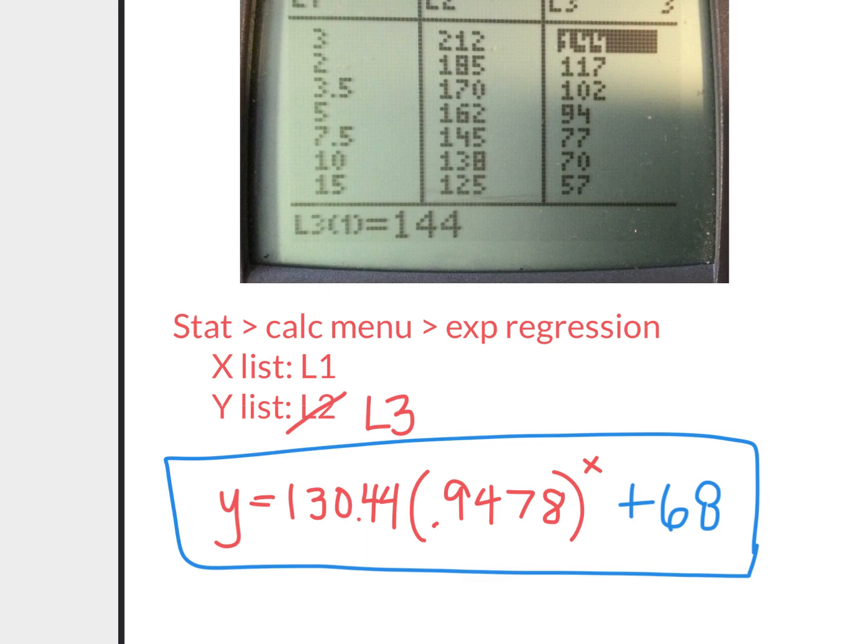We could then use this model to answer questions. For instance, this particular question asked how long it would take to reach 80 degrees. We could use our table to figure that out, or what the temperature would be if we only waited 30 minutes, or whatever else. So you need to make sure that you have good notes about how to use your calculator and about the equations that we learned today so you can use them in class tomorrow.